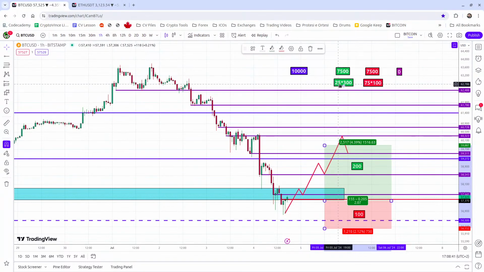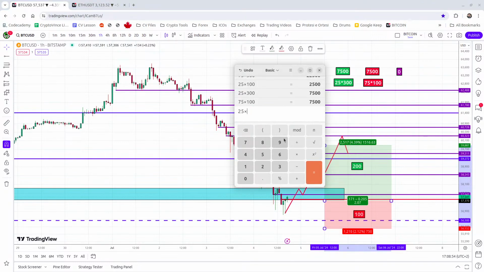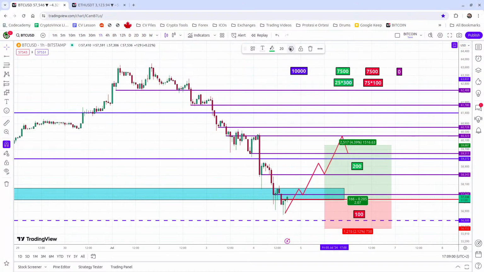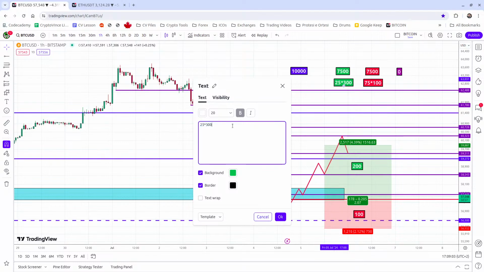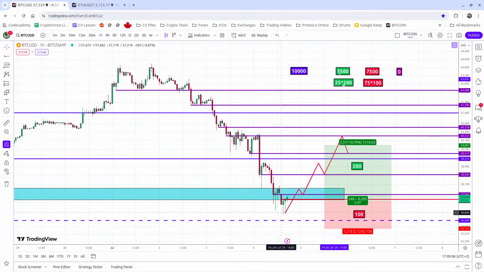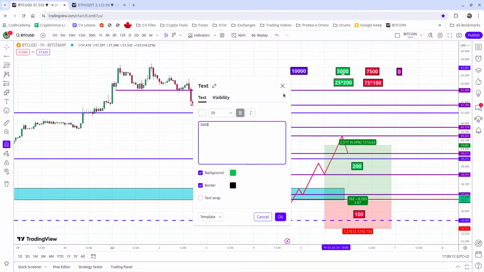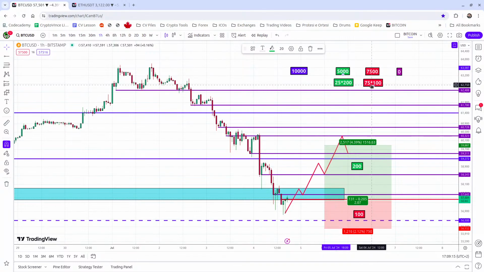25 winning trades against 75 losing trades with a 1 to 2 risk reward ratio. What will happen? 25 times 200 this time because I win, right? And it's 5k. And I'm gonna lose still the same. So in this case, I'm gonna be in loss by $2,500.